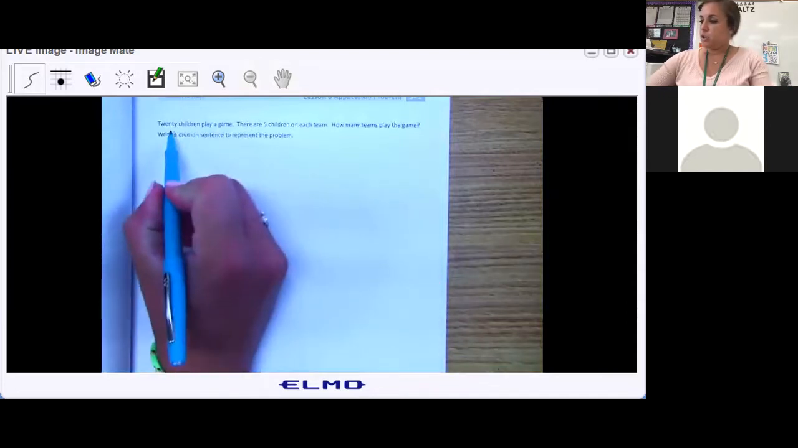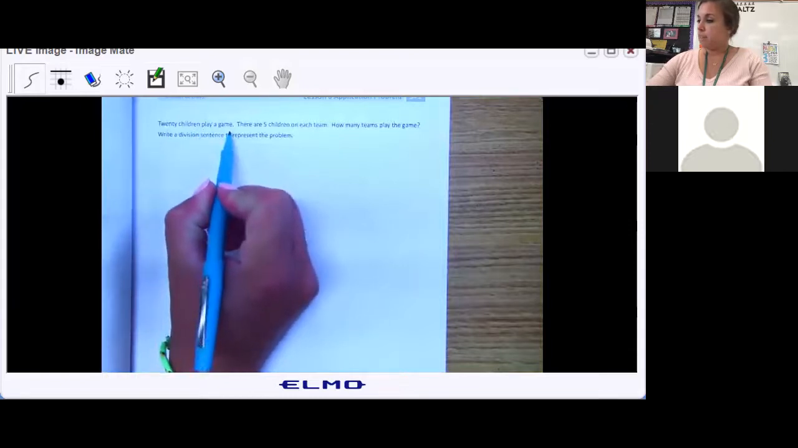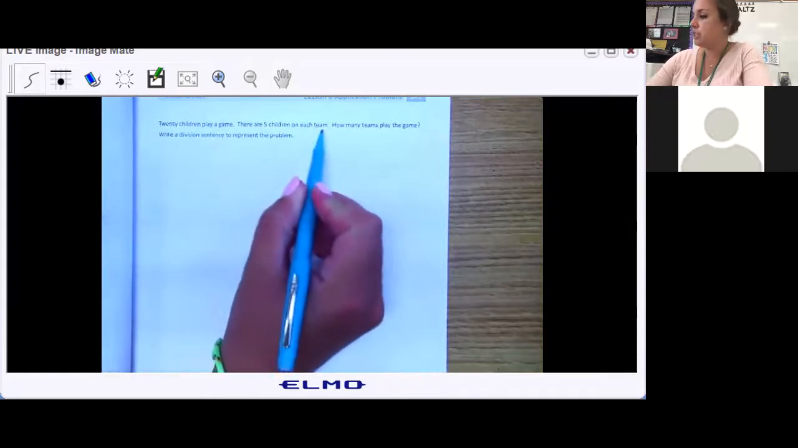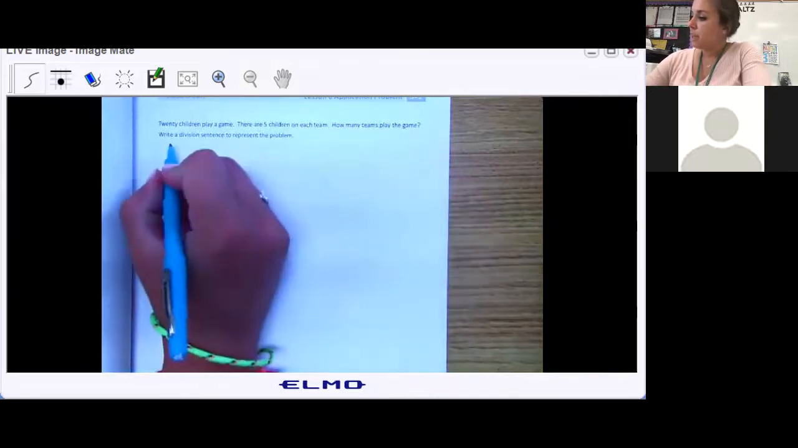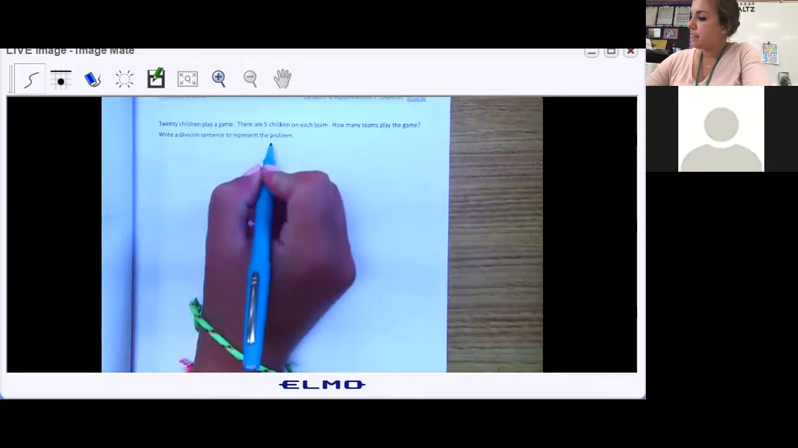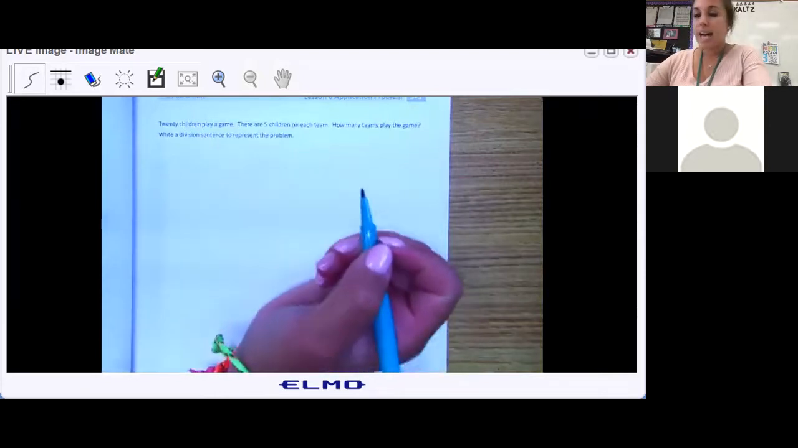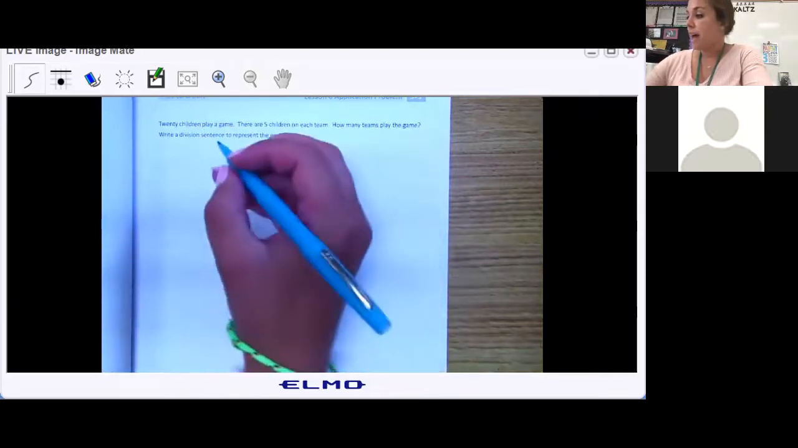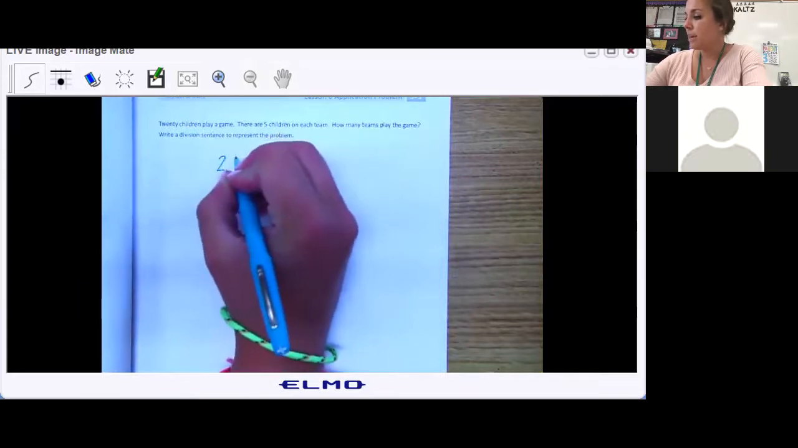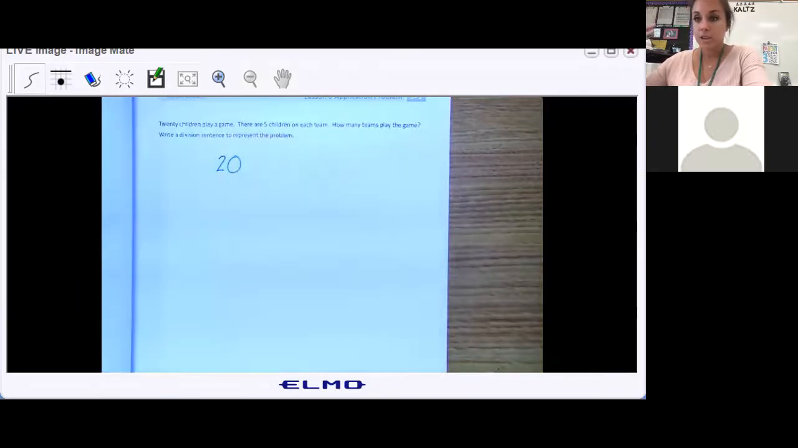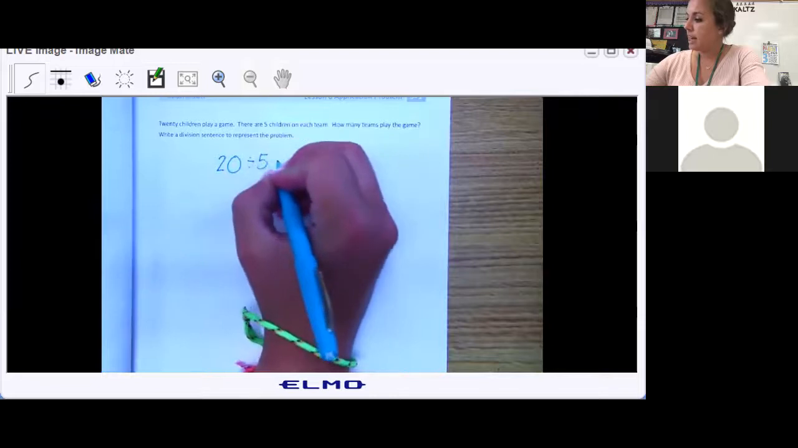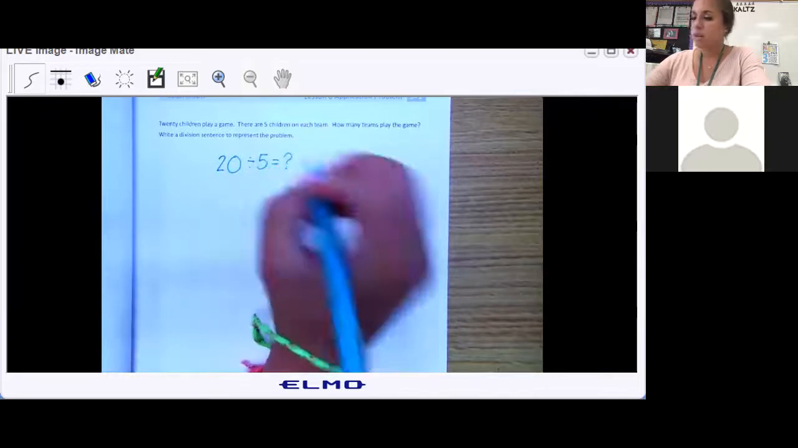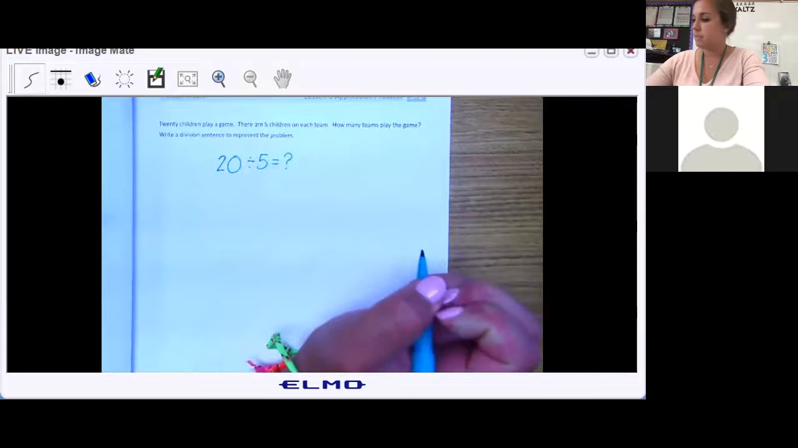This problem says 20 children play a game. There are 5 children on each team. How many teams play the game? Write a division sentence to represent the problem. Okay, I know 20 is the total. I know that because there aren't 20 on each team, there's 20 children total. Then they're dividing them and putting 5 children on each team. So I'm trying to figure out how many teams.